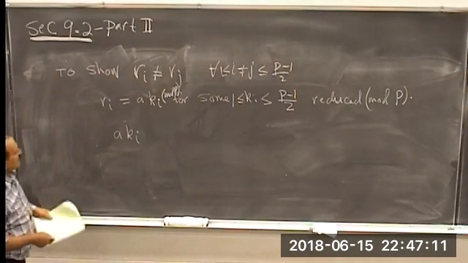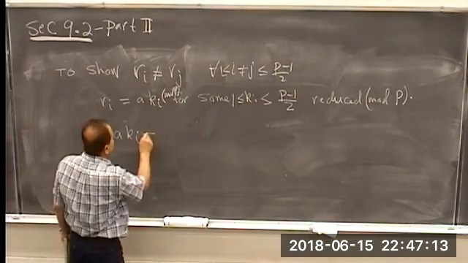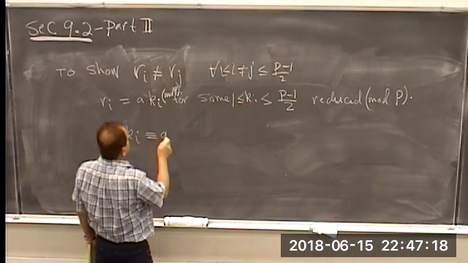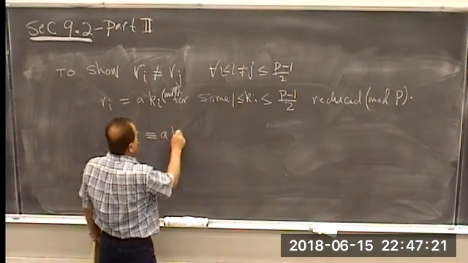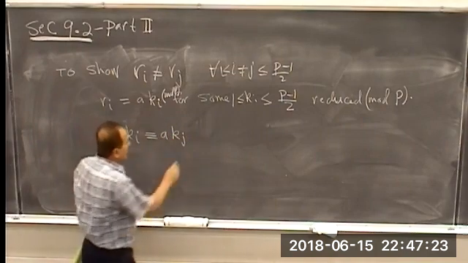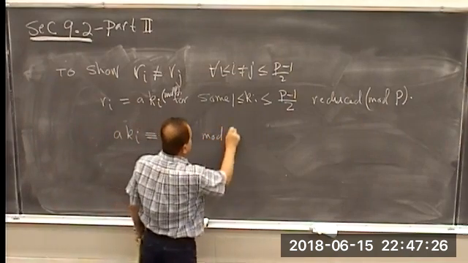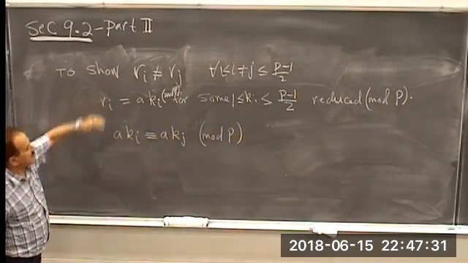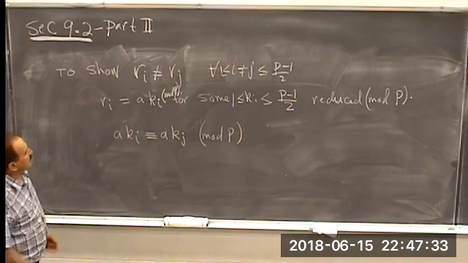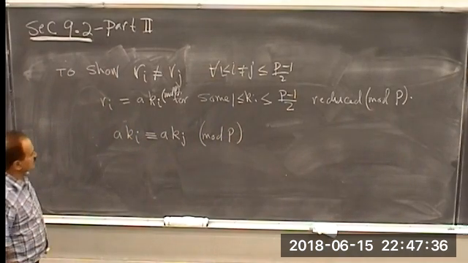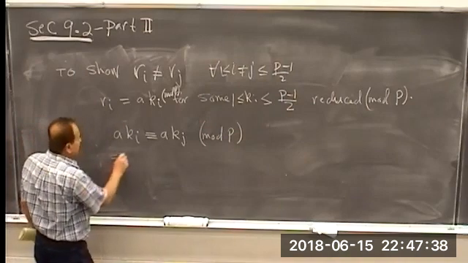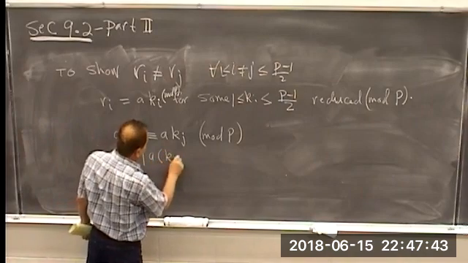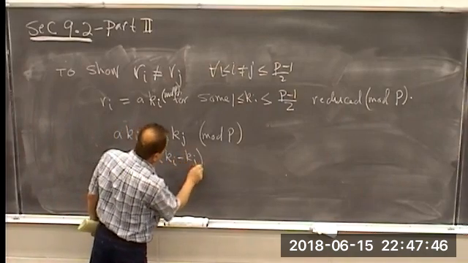So let's assume that we have a sub i congruent to another one, the r sub j, which is coming from a times k sub j, mod p. Let's assume that these are congruent to each other, which means that r sub i is equal to r sub j. Well, this implies that p is going to divide a times (k sub i minus k sub j).